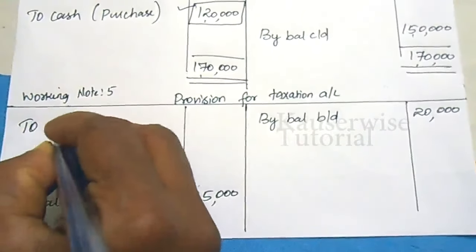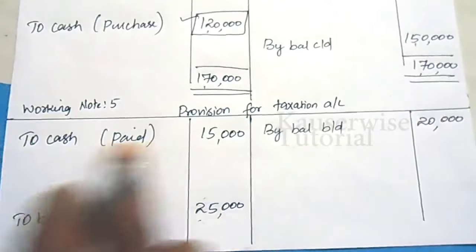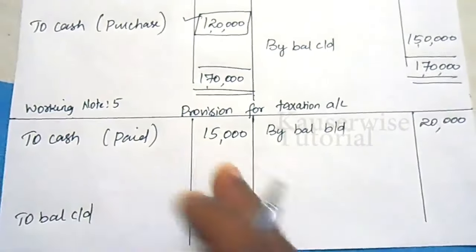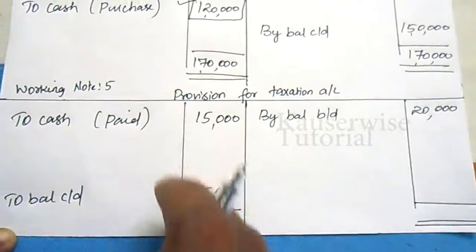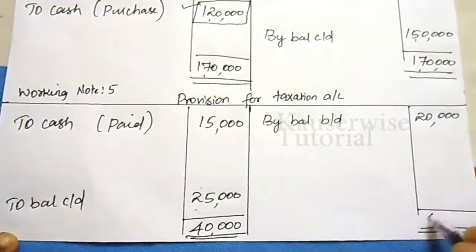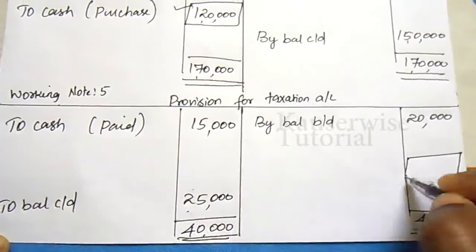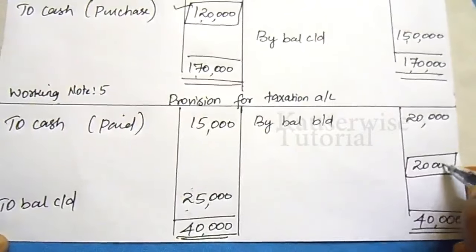To cash, that is paid. Tax paid, how much? 15,000. So to cash 15,000. Now get the total. Debit side 40,000, credit side 25,000 only. So record 40. Now you will be getting the balancing figure. How much? 20,000 balancing figure.